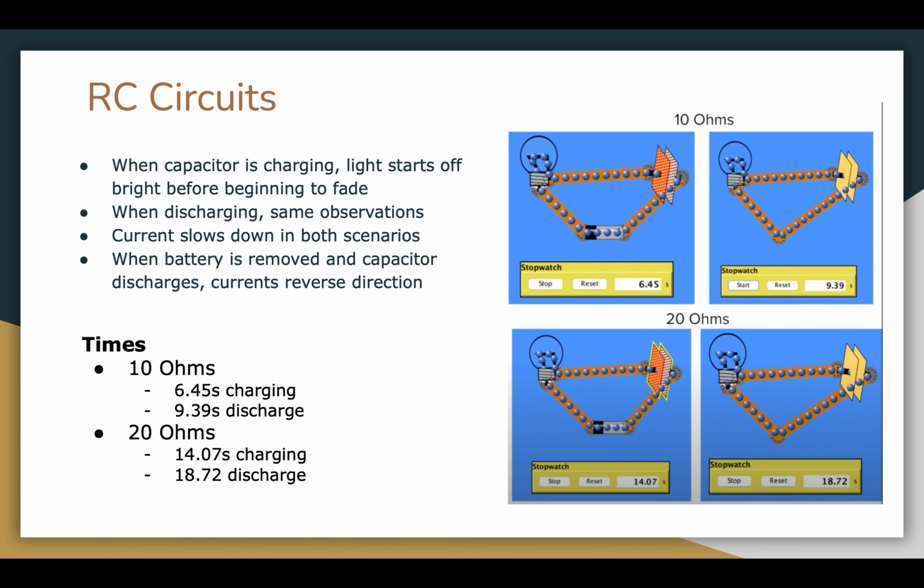During both events, the current slows down as time moves on, and when the capacitor discharges once the battery is removed, the current reverses direction. We then measured the time it took for the capacitor to charge and discharge using both the 10 and 20 ohm resistance light bulbs. The 10 ohm bulb took 6.45 seconds to charge and 9.39 seconds to discharge, while the 20 ohm bulb took 14.07 seconds to charge and 18.72 seconds to discharge, which is explained by the current traveling slower in the 20 ohm circuit due to more resistance.